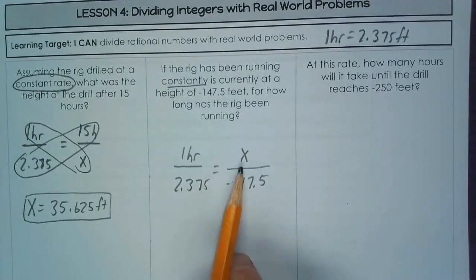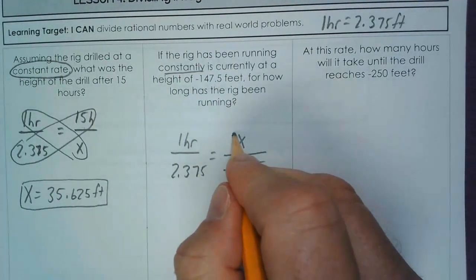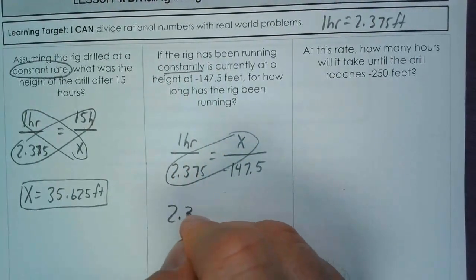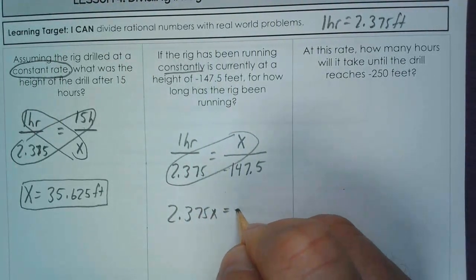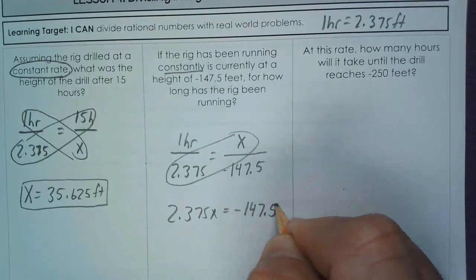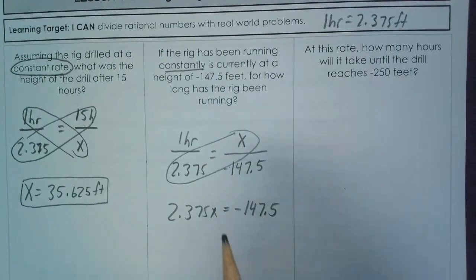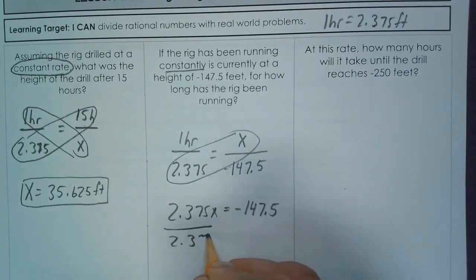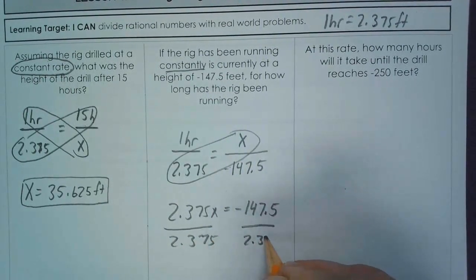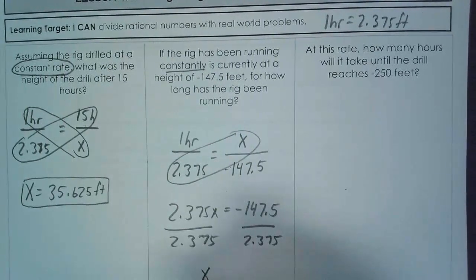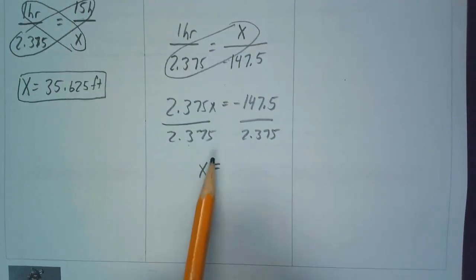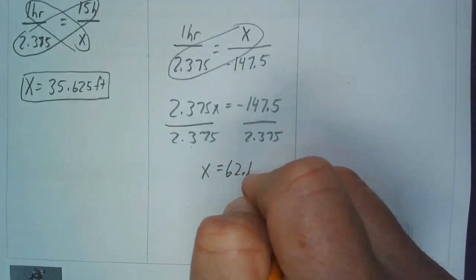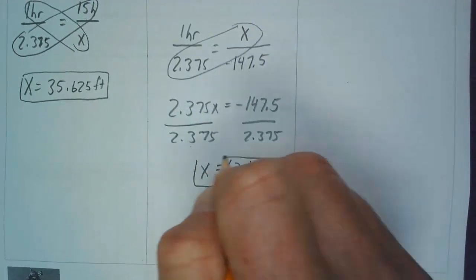The hours is represented by the x. That's what we're trying to find. Cross multiply. Again, we don't know what x is. That's the time we're trying to find. And that stays the same because we're multiplying it by 1. So if we divide by 2.375, because we're trying to isolate that variable, x is going to give us, what I did right here is I divided by 2.375. 62.1, and that represents the hours.